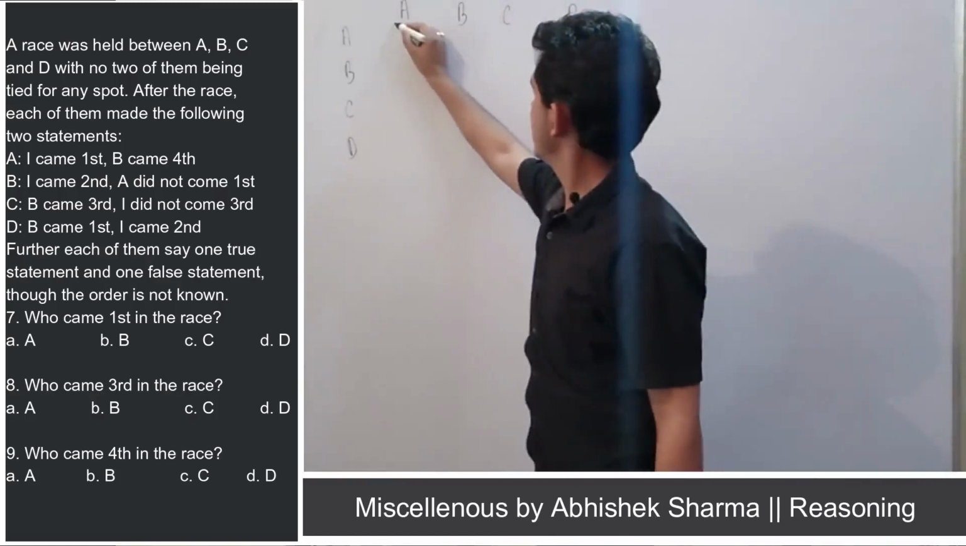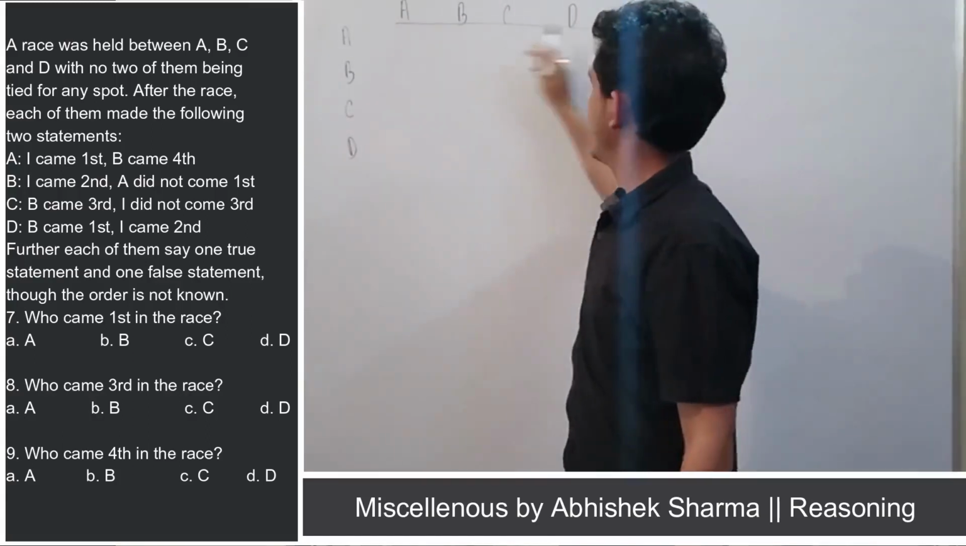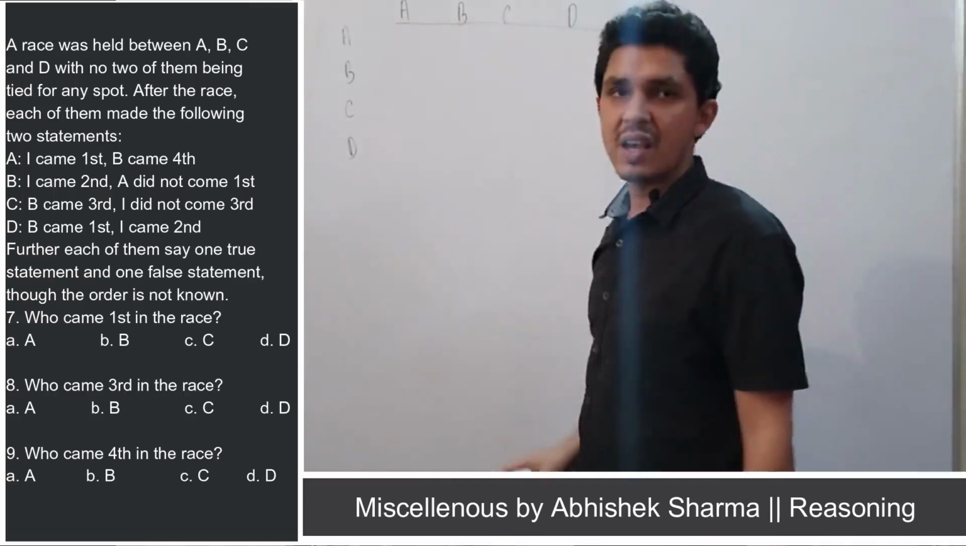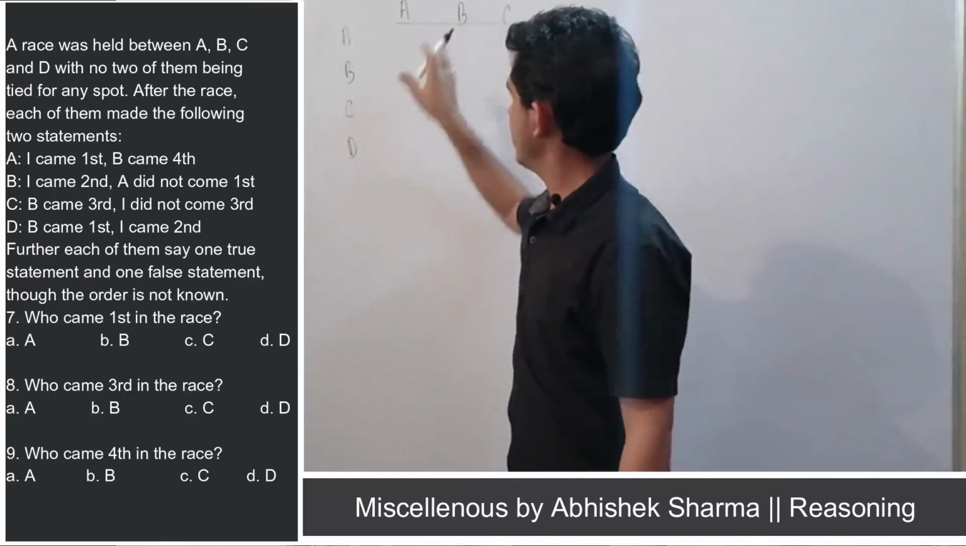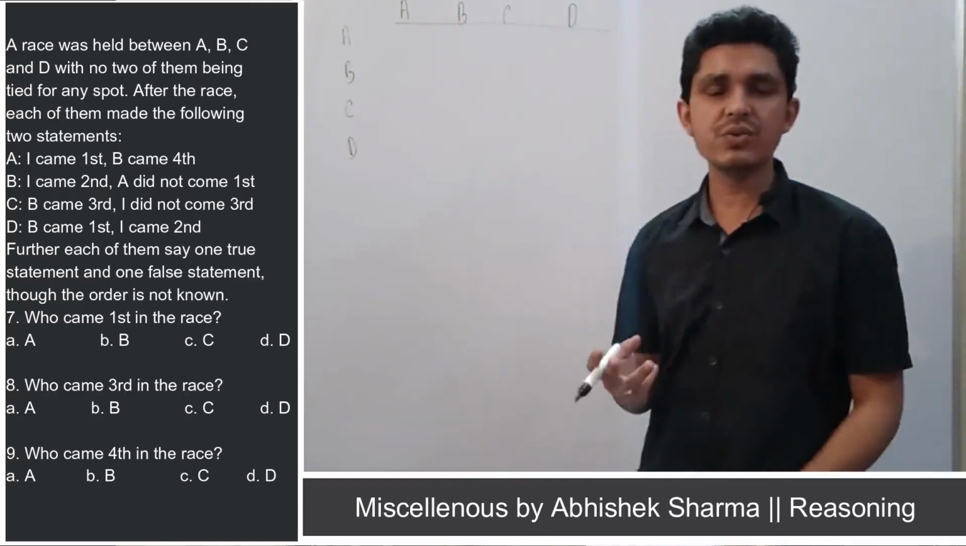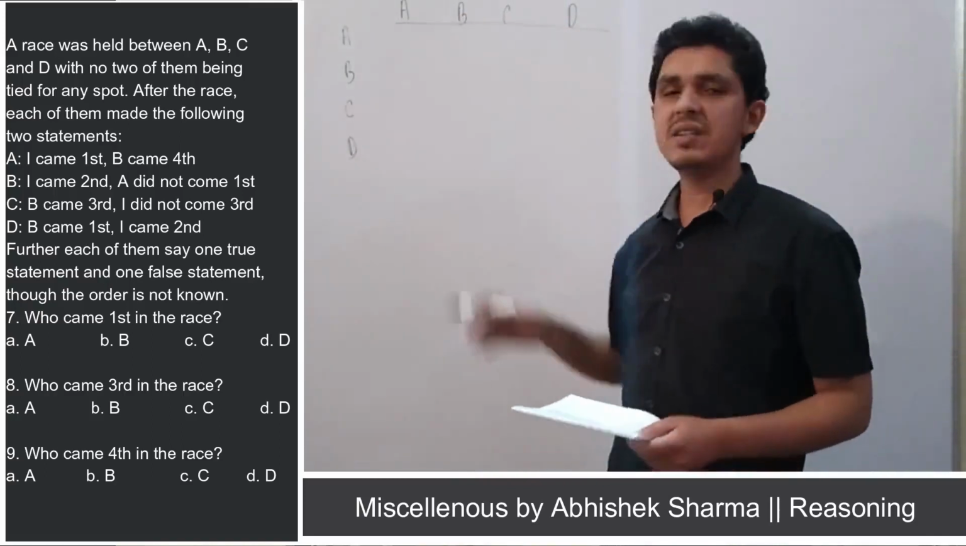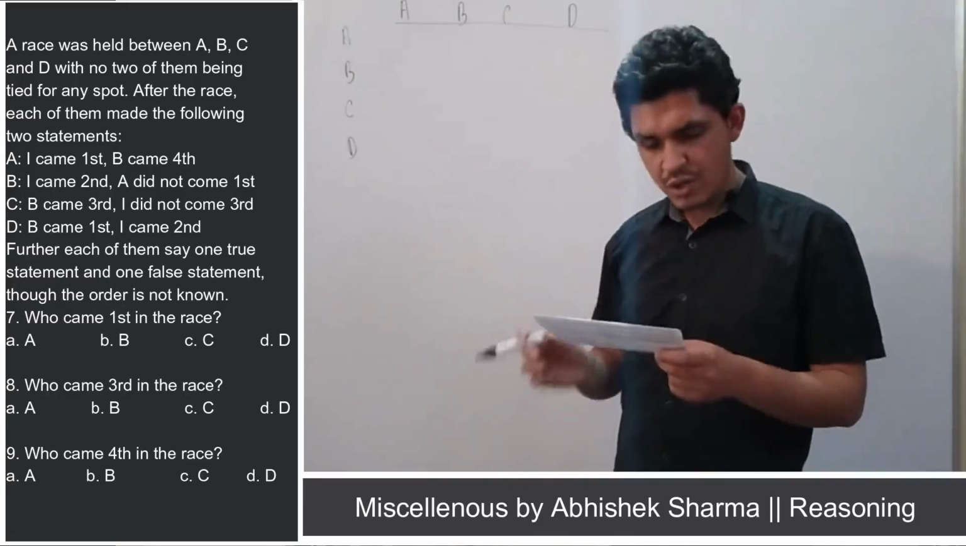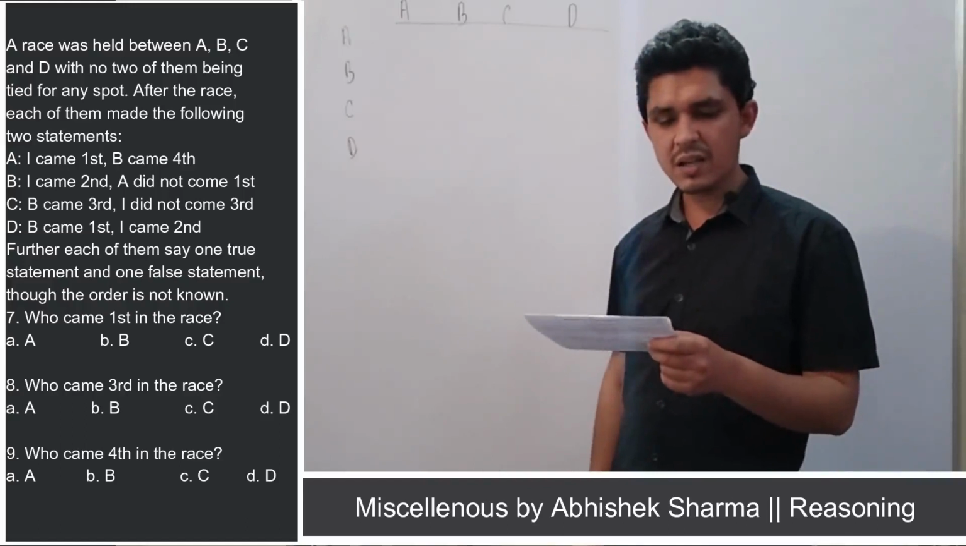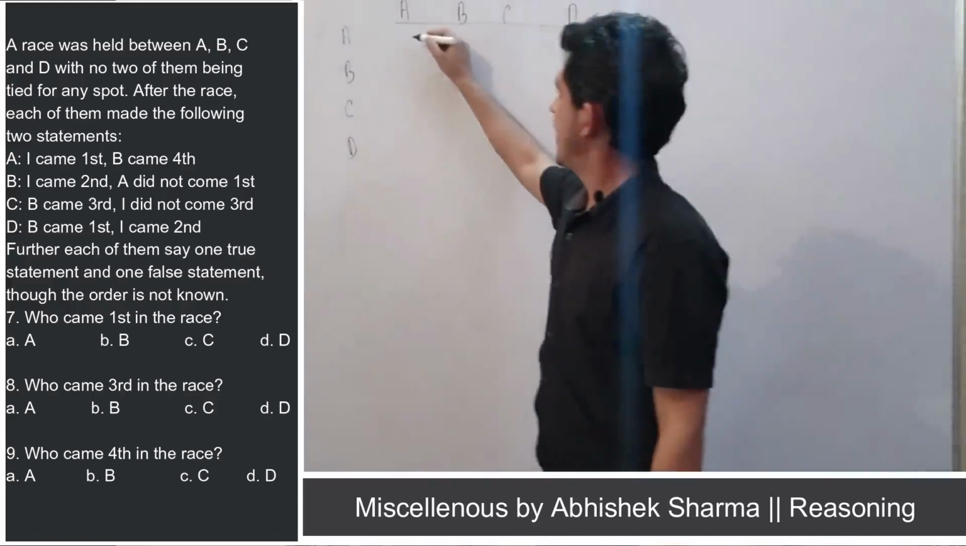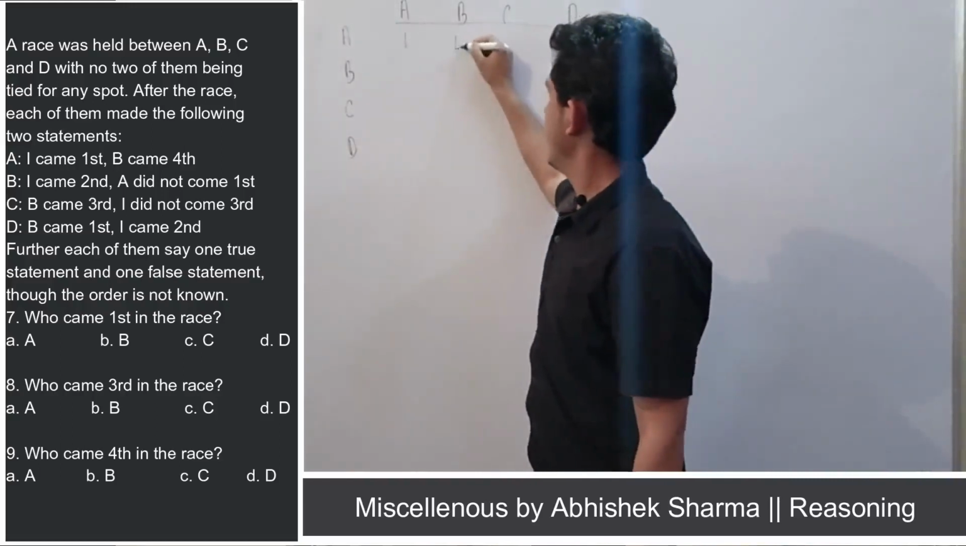So this is the scenario of the participant A, B, C, D, and here we will write the two statements that each one A, B, C, D is speaking, right? So in the first case, A is saying I came first and B came fourth, so we can write it as I came first and B came fourth.